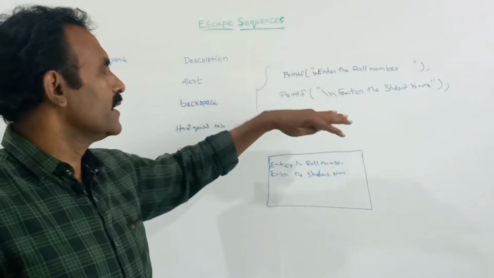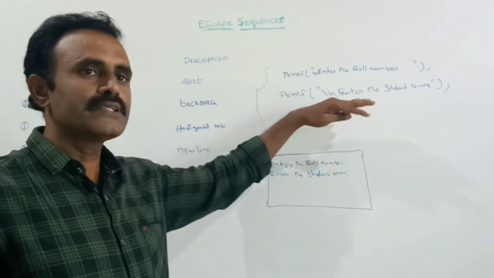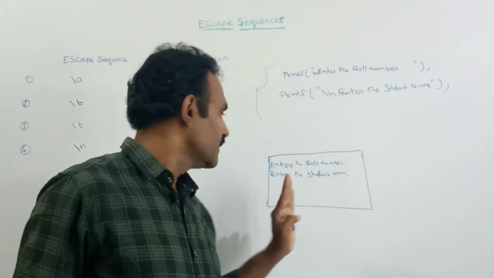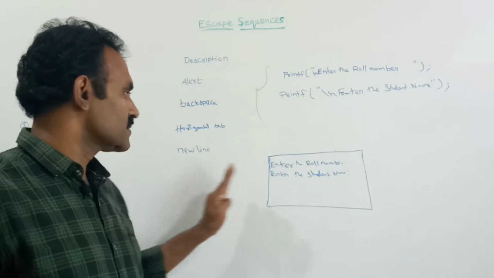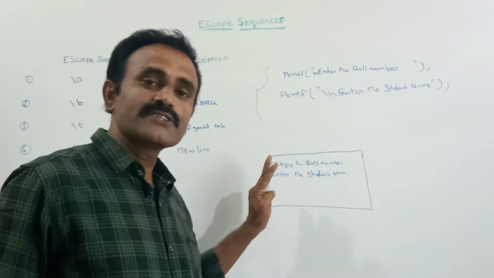So line by line, each and every time, the string will start at the new line. New line means the next line from the starting position, that is from the leftmost starting position, from the 0th position, the text will be printed.